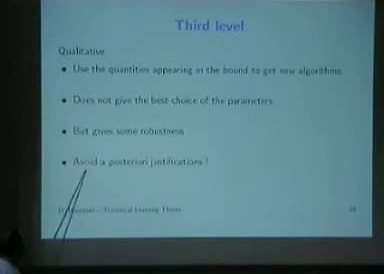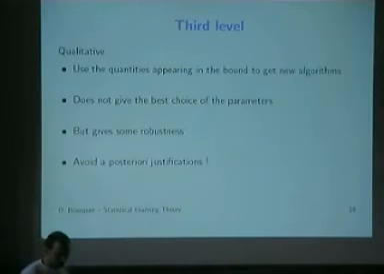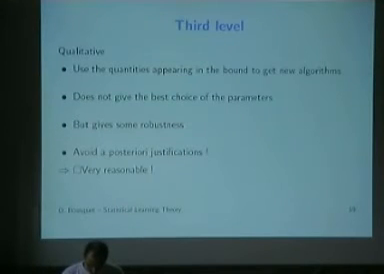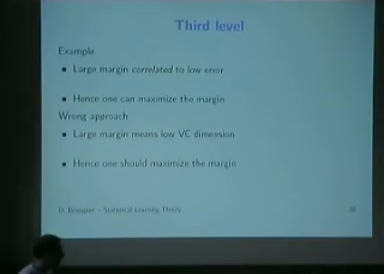But you should try to avoid some danger here, which is a posteriori justification. We will see what this means, and that's much more reasonable. So, an example. If we look at the margin of a hyperplane, we have some data and we look at possible hyperplanes that separate this data.